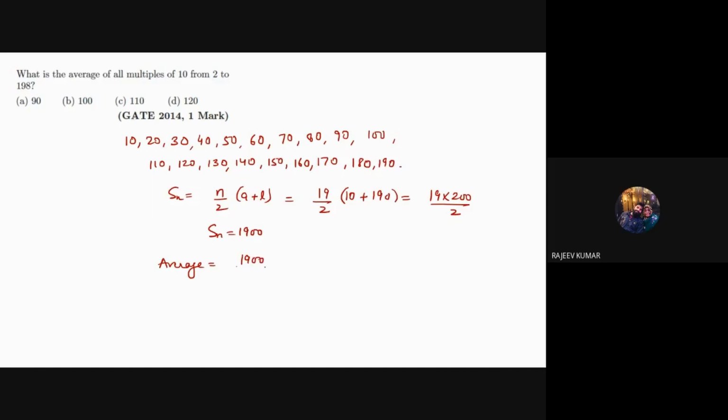So 1900 by 10, 180. Sorry, it will be divided by 19, right? Yes, it will be divided by 19. That's a mistake. So the correct answer will be 100.